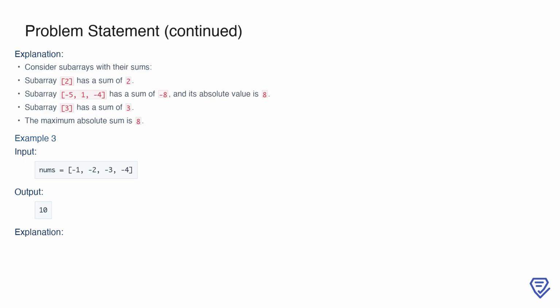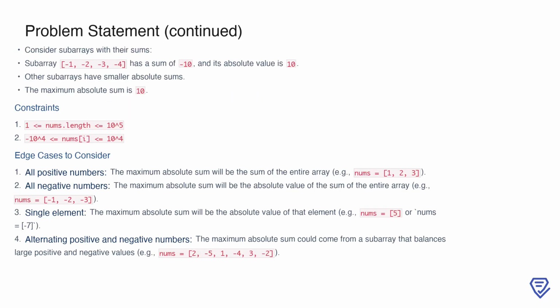Finally, let's consider an example where the array contains only negative numbers, such as -1, -2, -3, -4. For this input, the output is 10. The subarray -1, -2, -3, -4 itself has a sum of -10, and its absolute value is 10. Any other subarray, such as -1, -2, or -3, -4, results in a smaller absolute sum. Therefore, the maximum absolute sum is 10.